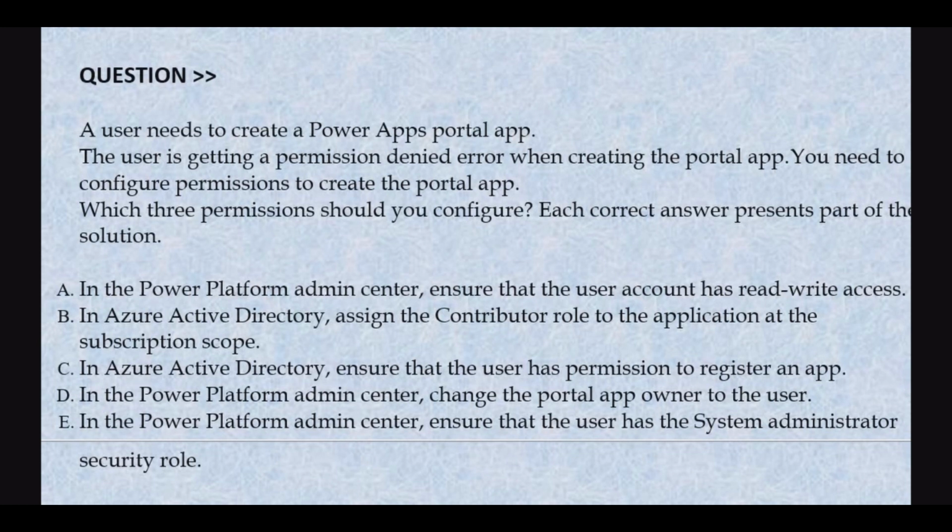Option A, in the Power Platform Admin Center, ensure that the user account has read-write access. Option B, in Azure Active Directory, assign the contributor role to the application at the subscription scope. Option C, in Azure Active Directory, ensure that the user has permission to register an app.